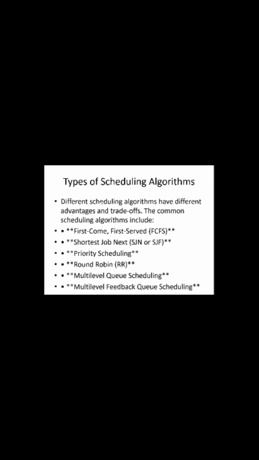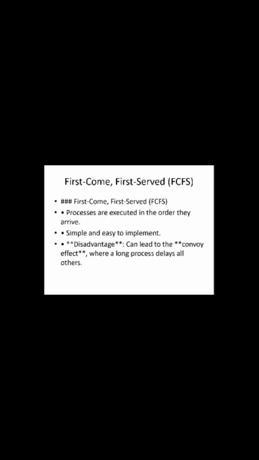Next. Types of CPU scheduling. There are different types of CPU scheduling algorithms with different advantages and trade-offs. The common scheduling algorithms include first come first served FCFS. Next, shortest job first SJN or SJF. Next, priority scheduling, round robin, multi-level queue scheduling, multi-level feedback queue scheduling.